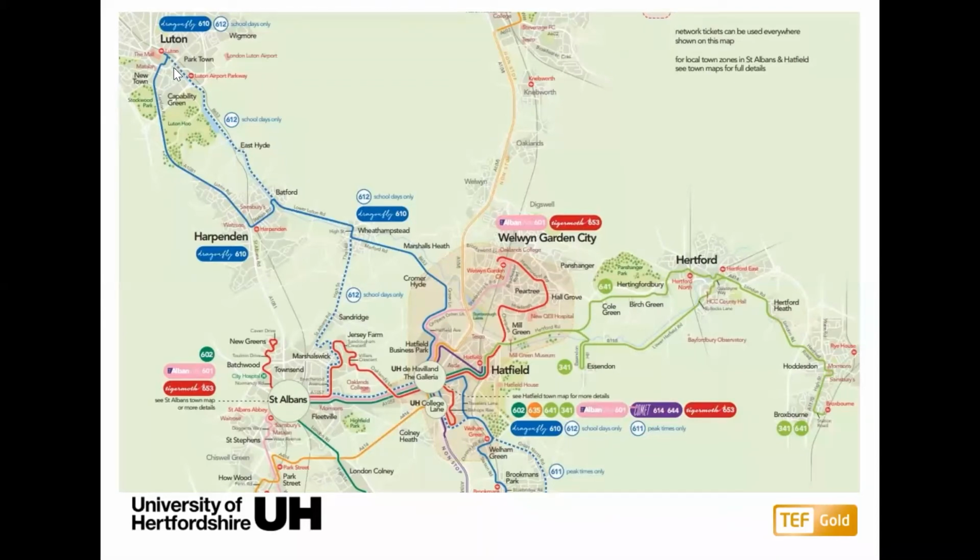Luton, however, only has this one, so you need to be really looking into things if you are looking to live here, because it is further out. And then you've also got Welwyn Garden City, which you can also get the train to from Hatfield, so there are a few different transport options if you're living there, and the neighbouring city of Hertford.